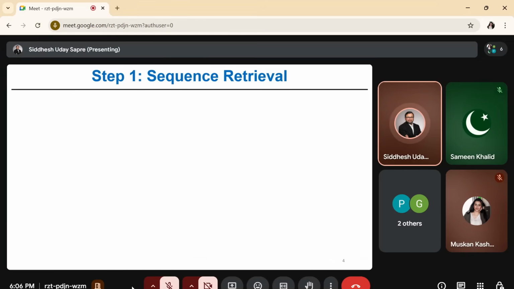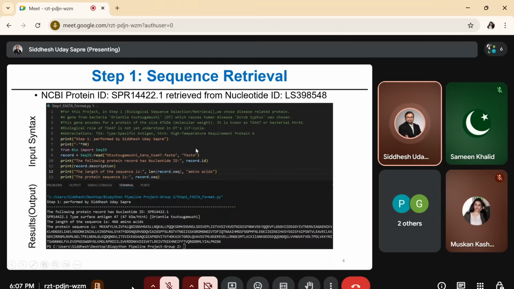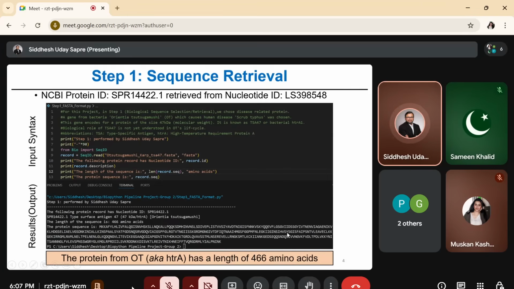Now I will continue with step one, which was sequence retrieval. These are the respective protein IDs and the nucleotide IDs. This was the input syntax, where I have also described why and what I exactly did in this code. And this was the output of the file. You can see we have successfully got the output, which gives us the length of the sequence and other details, including the sequence itself. The protein from Orientia is shown to have 466 amino acids.